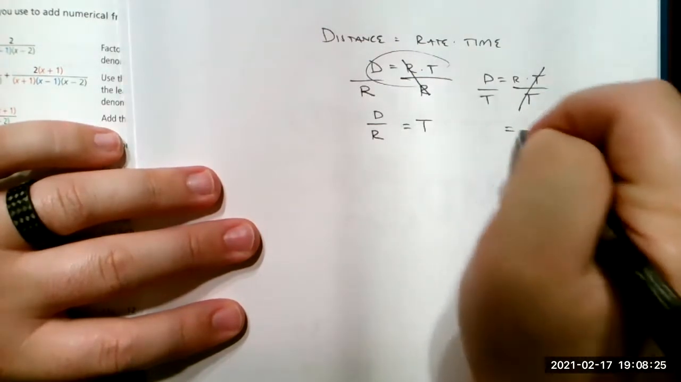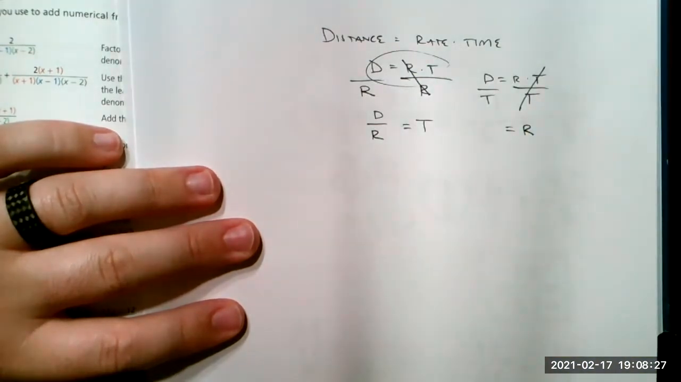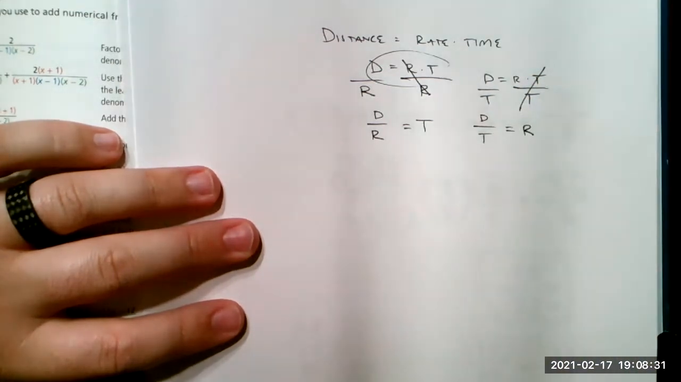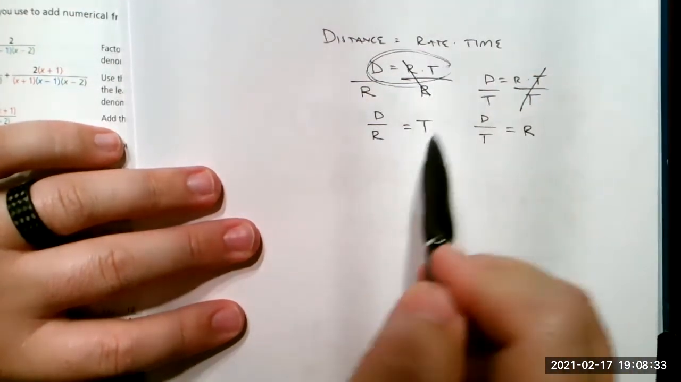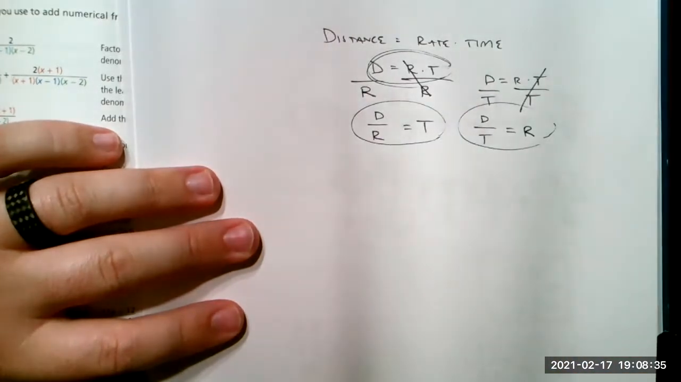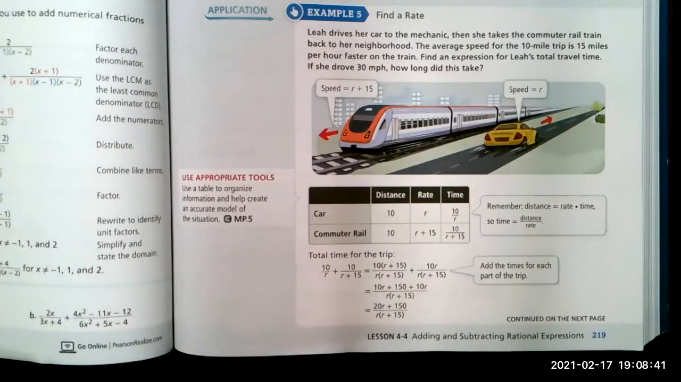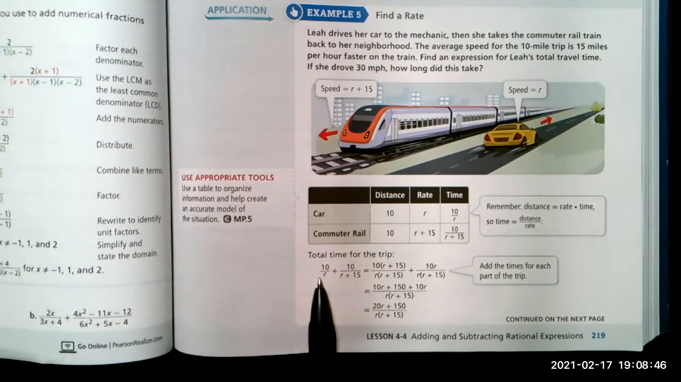The T simplifies out on the right, and I get that the rate, R, equals distance divided by time. So you've got three equations here. All three equations are exactly the same. They're just solved for a different piece of missing information. And this is what they're doing. They're just taking that information and plugging it in.